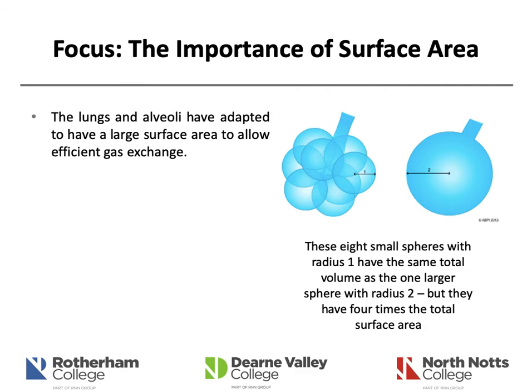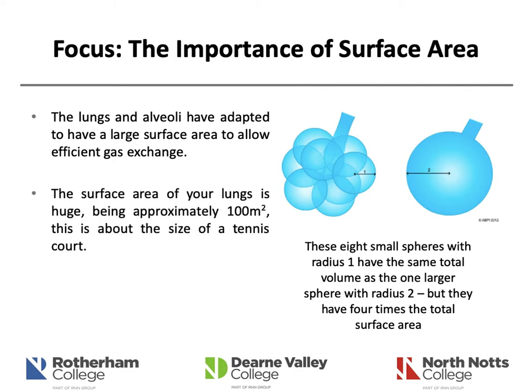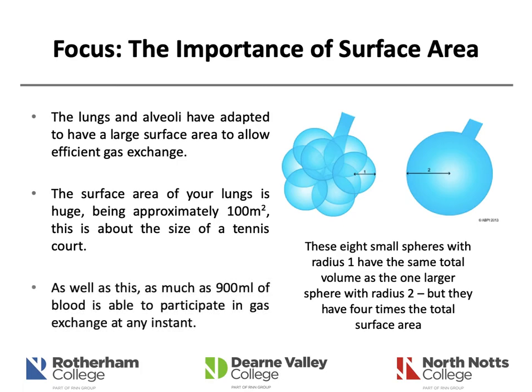So looking at the importance of surface area for the alveoli, it's adapted to have one to enable more efficient gas exchange. So the surface area of your lungs is absolutely huge because of this adaptation. It's approximately 100 metres squared, which is about the size of a tennis court. And if we have a look at the diagram just to the right of us, ultimately we can see how the surface area can be increased by, for example, having smaller spheres collected together rather than just one large one. Ultimately, this increases the surface area by up to 4 times.